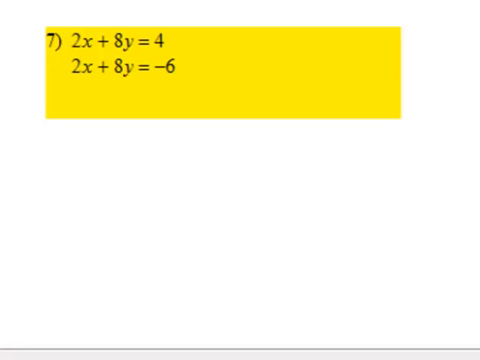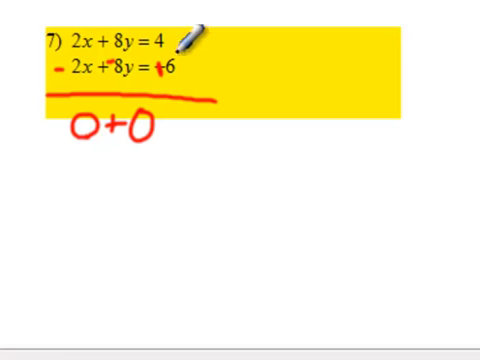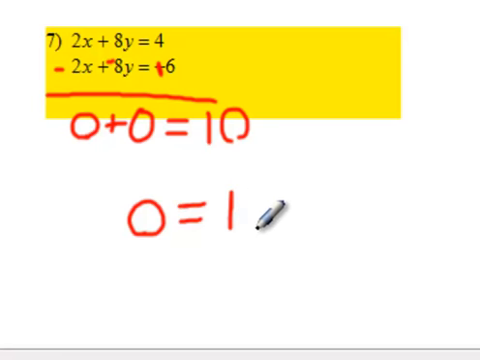So if you look at this one, let's look what happens when we subtract this. Remember, subtracting, it's like changing the sign of everything and then adding. So let's look at this. 2x minus 2x gives me a 0. 8y minus 8y gives me a 0 again. And then 4 plus 6 gives me 10. So I get 0 is equal to 10.